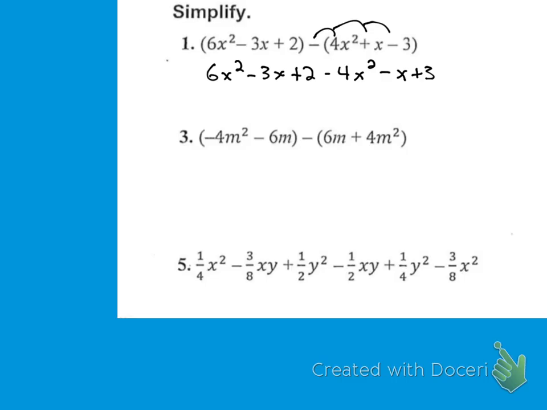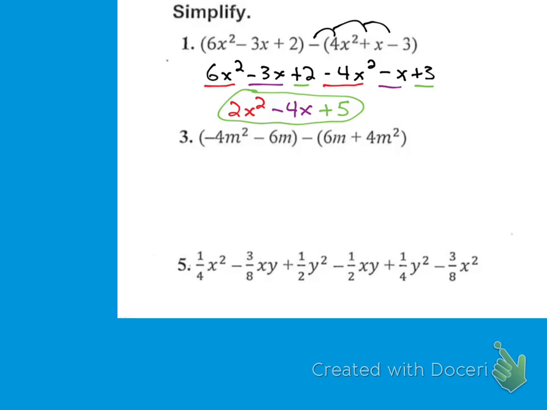Okay, that will help you prevent mistakes there. 6x squared minus 4x squared would give you 2x squared. Negative 3x minus x would give you negative 4x. And then 2 plus 3 would give you 5. Once you get that down, do number 3.